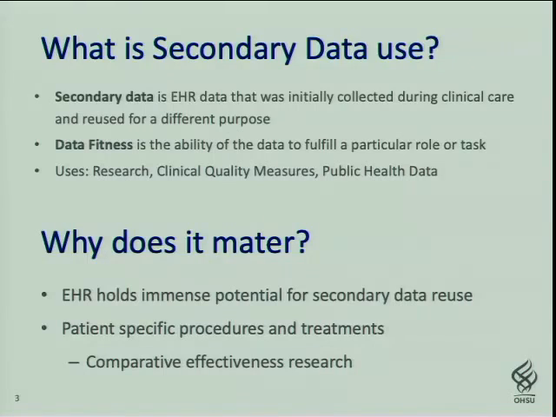Now, if you're wondering why this is important, it's because EHR holds an immense potential for secondary data reuse. Specifically, it's valuable in comparative effectiveness research, as clinics and providers can look at treatments in different settings and compare the results and how that may lead to different outcomes. Regionally or clinically, different ailments or diseases can be treated in different ways. For example, a condition in one area can be treated with conservative ambulatory care, while in another case it could be a surgical operation.